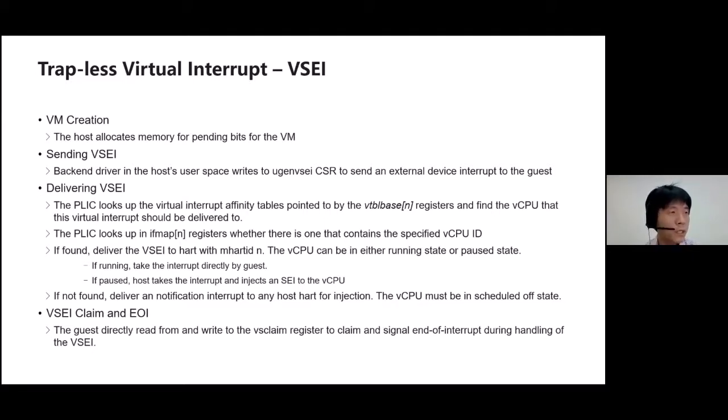After the guest receives the external interrupt, it needs to handle it. There are at least 2 steps during the handling of the interrupt. For the guest to claim and to signal the end of interrupt processing, the guest just directly reads from and writes to the VS claim register to claim and signal it. Reading and writing to this particular register does not cause traps to the host in our design.